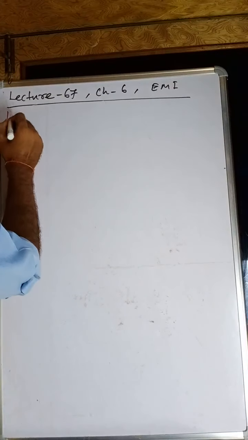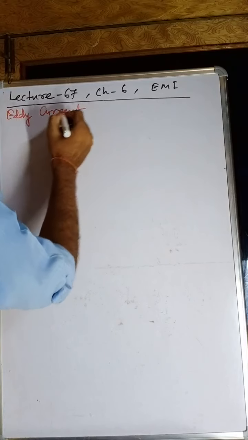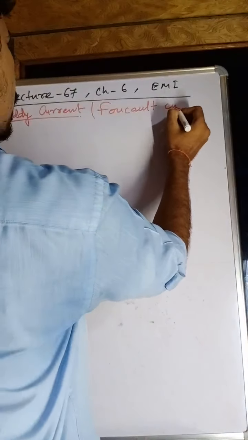Okay, now come to the next topic, and it is eddy current. Give the heading eddy current. It was well explained by Foucault, that's why this is also called Foucault current. Eddy means whirlpool, that is the chakkar, bhavar. So this is the whirlpool. Eddy current we are going to study, how this eddy current is produced.